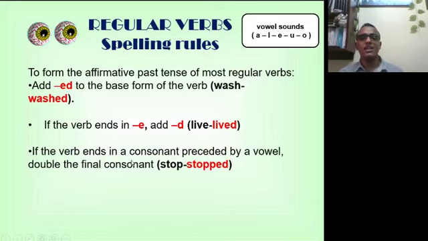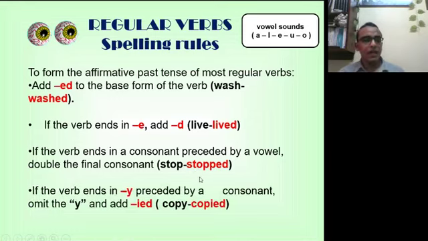If the verb ends in a consonant preceded by a vowel, double the final consonant. At first, what's the meaning of a consonant? A consonant is the opposite of a vowel. Here I put the vowel sounds: A, I, E, U, and O. Other than these sounds, we call them consonants. So for stop, it ends with a consonant, which is P. Before the P we have O, which is a vowel sound. So here we double the final consonant, P. So stop will be stopped, double P.